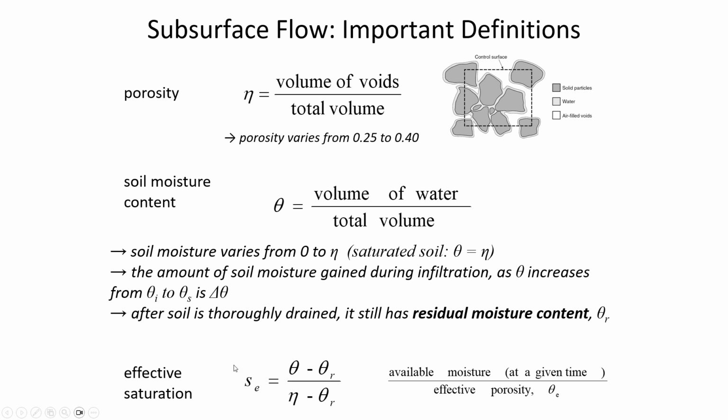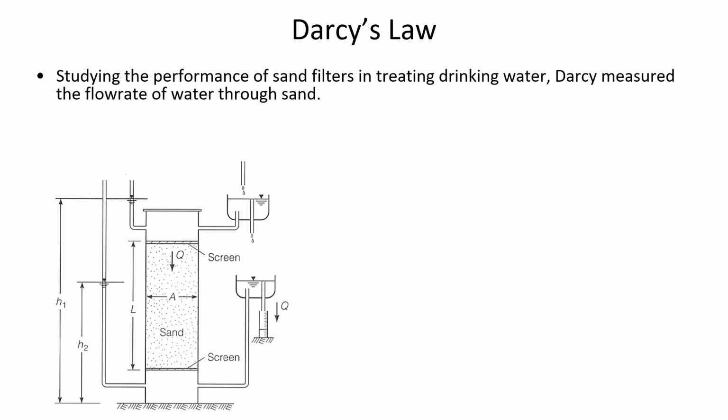So sometimes we'll have to calculate the effective saturation of the soil. What we can think in the numerator is the available moisture at a given moment in time. So it could be sometime after the storm when the soil is not fully saturated but not fully dried out, and in the denominator is the effective porosity.